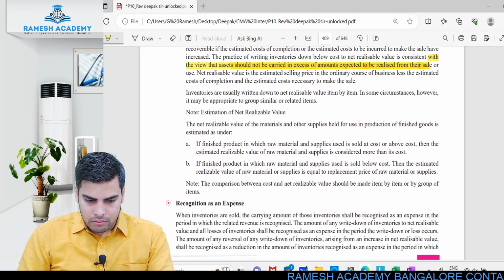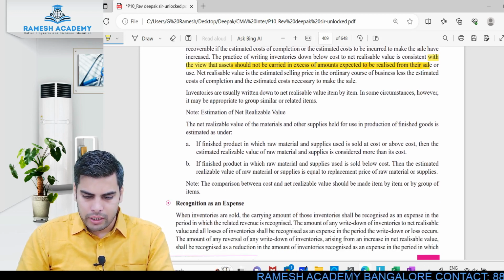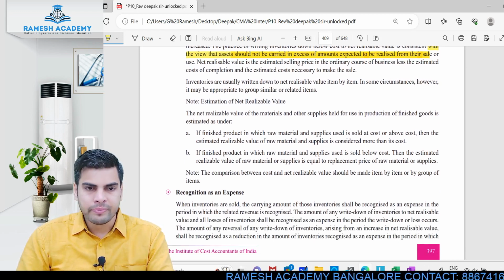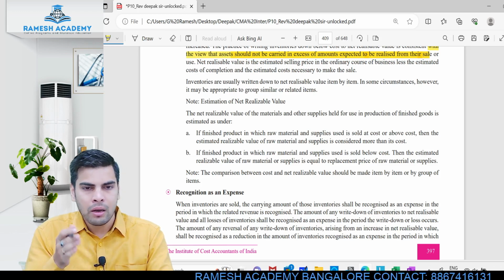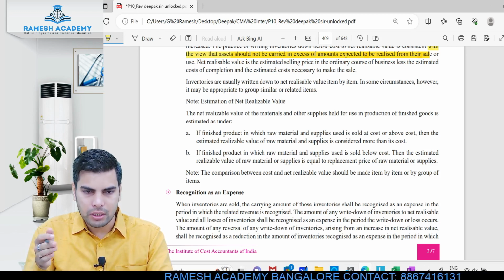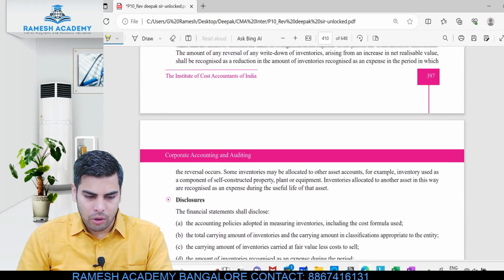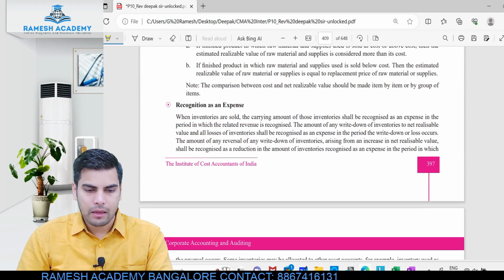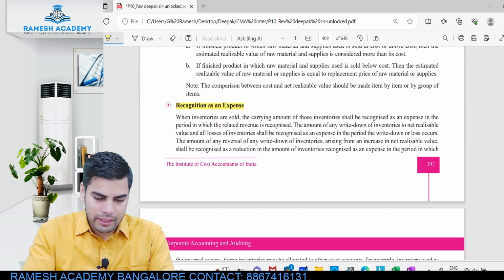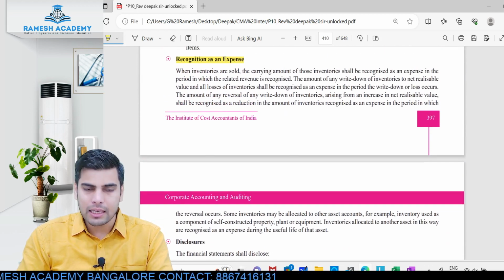Just remember this much, and you already know the formula with respect to the same. Estimated selling price minus estimated cost of completion minus estimated other cost which is necessary for the purpose of sale. Anybody having any doubt, any confusion? Clear? So let's talk about the next part, that is recognition as an expense.